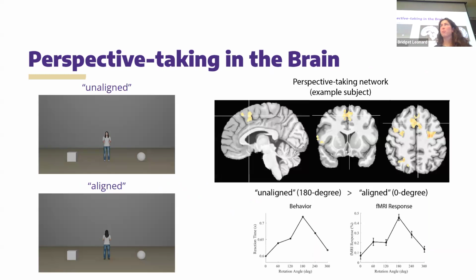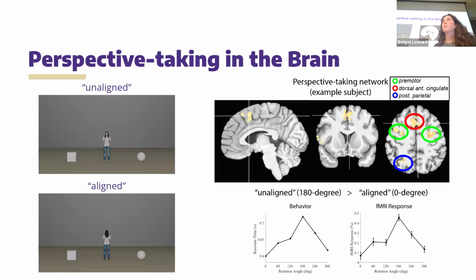So then, going back to the brain, we started to administer these tasks in the scanner to human participants to see what areas are active when doing perspective taking. So we've identified this perspective taking network in the brain.